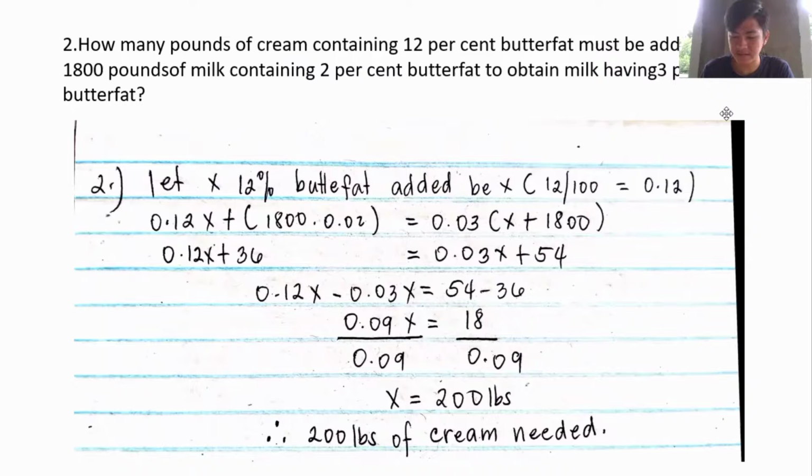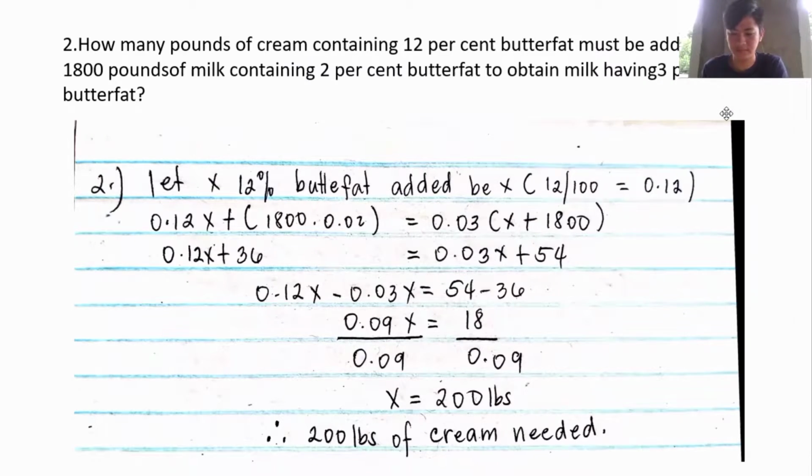0.12x plus 36 equals 0.03x plus 54. 0.12x minus 0.03x equals 54 minus 36. 0.09x over 0.09 equals 18 over 0.09. X equals 200 pounds. 200 pounds of cream needed.